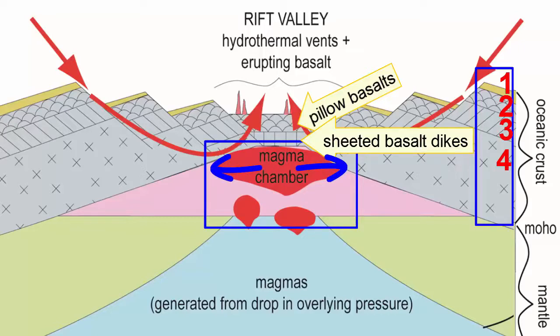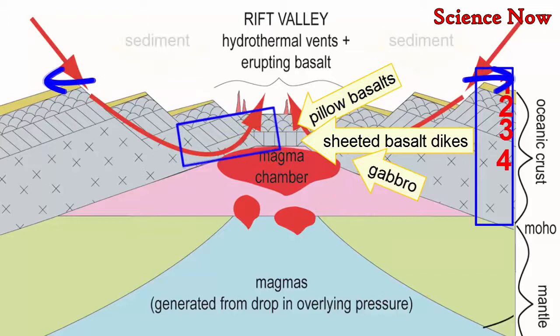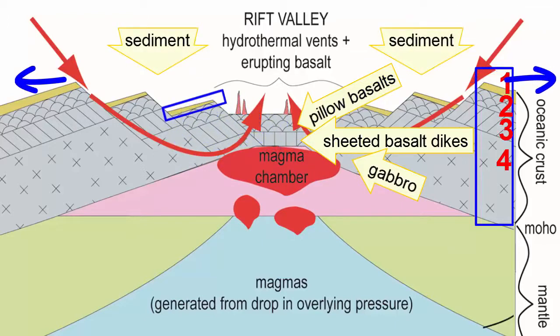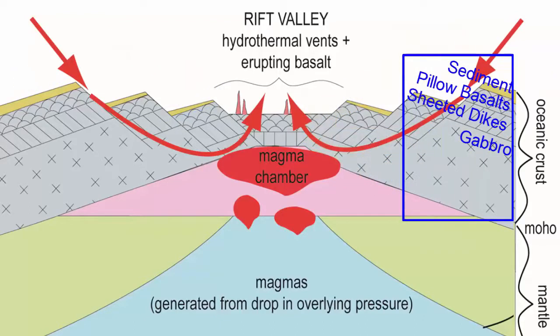As their outer edges cool, they crystallize slowly to form a larger crystal rock with the same composition as basalt, but now called gabbro. As this crust spreads apart to allow new crust to form between it, the ocean will deposit fine grains of dust, ash, shells, and other debris, otherwise known as sediment. These are the four layers of ocean crust.